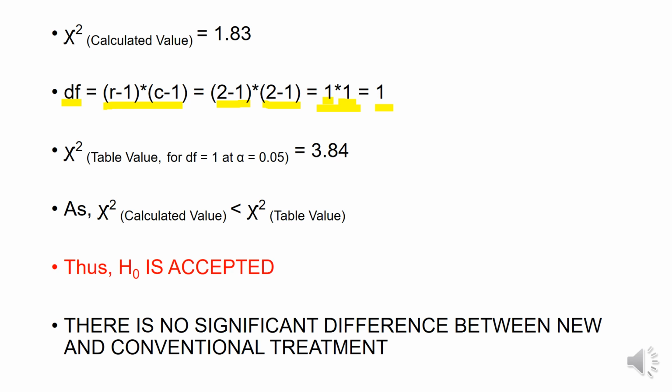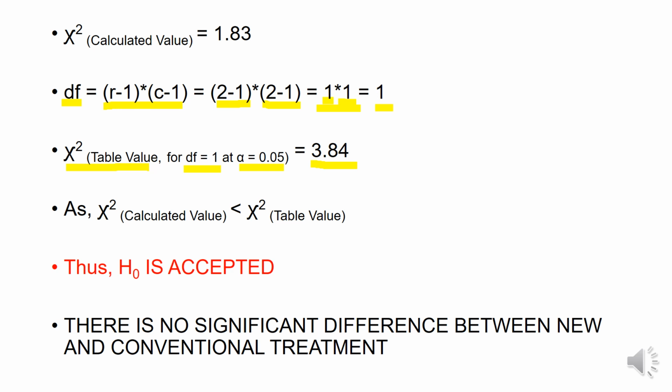So we'll now calculate the table value. The chi-square table value for degree of freedom equal to 1. Students, kindly note that the level of significance was not given to us in the numerical. So as a general rule, we are solving this numerical at 5% level of significance. Therefore, the chi-square table value for degree of freedom equal to 1 at alpha equal to 0.05 is equivalent to 3.84.